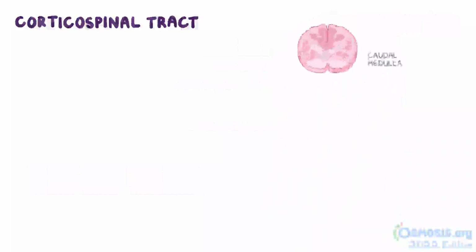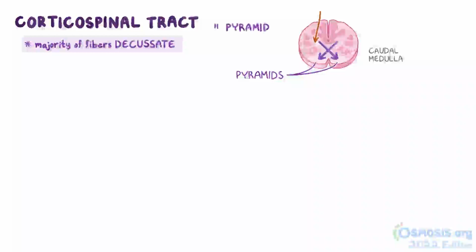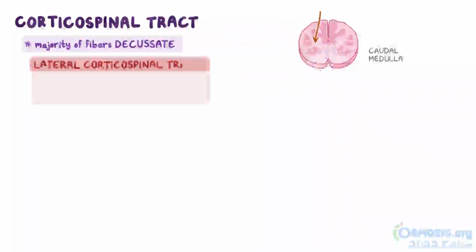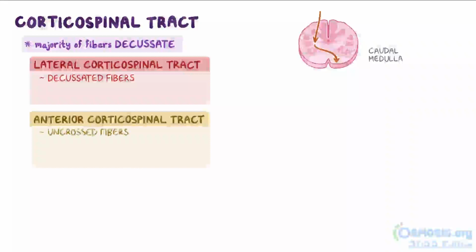At the medulla, these fibers bundle together and create swellings known as the pyramids, and the majority of the corticospinal fibers decussate or cross over to the opposite side at the level of the caudal medulla, in what's known as the pyramidal decussation. At this level, the corticospinal tract divides into the lateral corticospinal tract and the anterior corticospinal tract. The decussated fibers form the lateral corticospinal tract, while the uncrossed fibers continue as the anterior corticospinal tract.